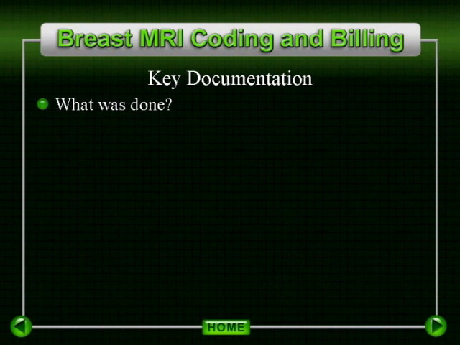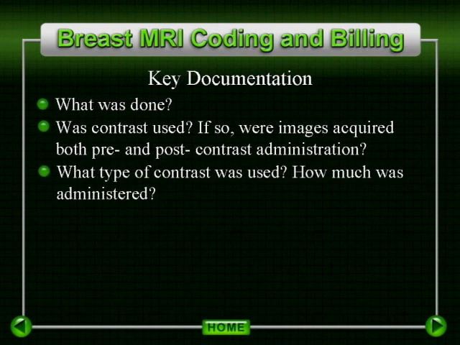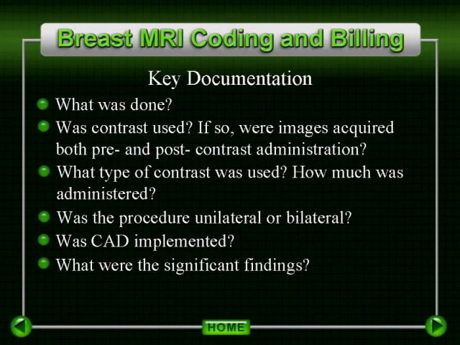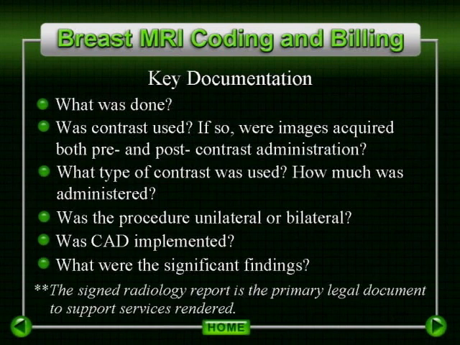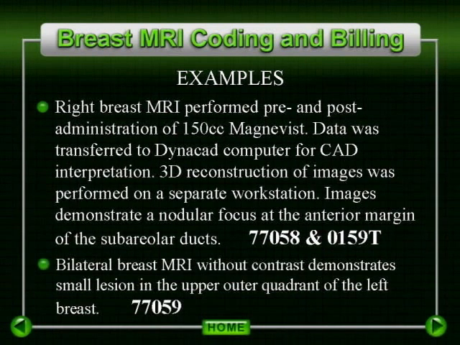Key documentation. What was done? Was contrast used? If so, were images acquired both pre- and post-contrast administration? What type of contrast was used? How much was administered? Was the procedure unilateral or bilateral? Was CAD implemented? What were the significant findings? The signed radiology report is the primary legal document to support services rendered. Here we have provided some examples for codes 77058, 77059, and 0159T.